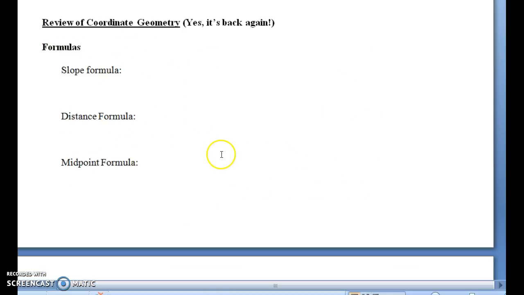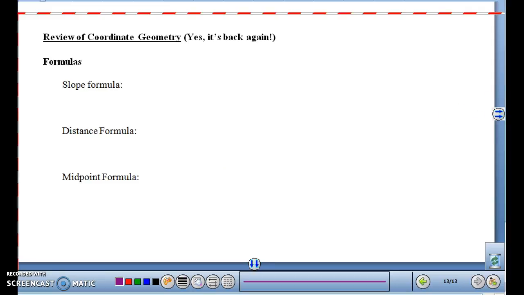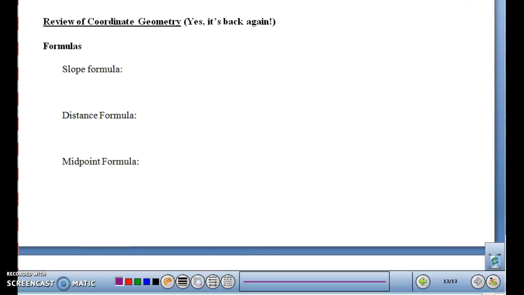Okay, now, in the quadrilaterals unit, we are going to be working a lot with different figures, whether they're parallelograms, rhombuses, trapezoids, whatever. And we are going to be working in the coordinate plane. So we're going to review the formulas for coordinate geometry. Yes, it's back again. It doesn't go away, and it comes back to haunt you all the time. So let's look at the formulas.